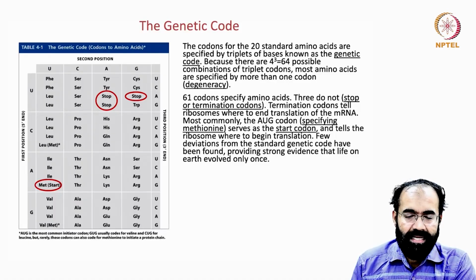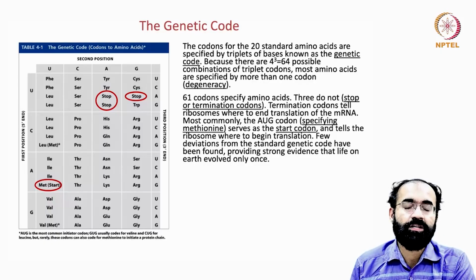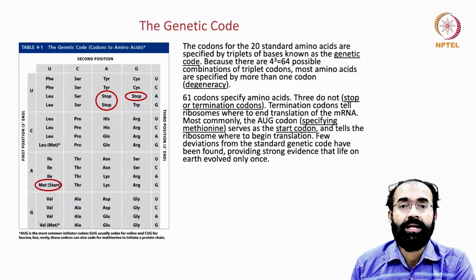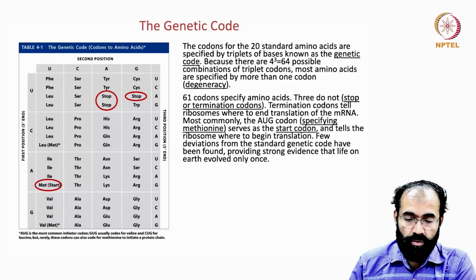Most commonly, the AUG codon is the starting codon, and it specifies methionine, and there is no second codon available for methionine. So methionine has only 1 codon, and that is AUG, and that is the start codon for every protein. AUG serves as the start codon and tells the ribosome where to begin the translation process.